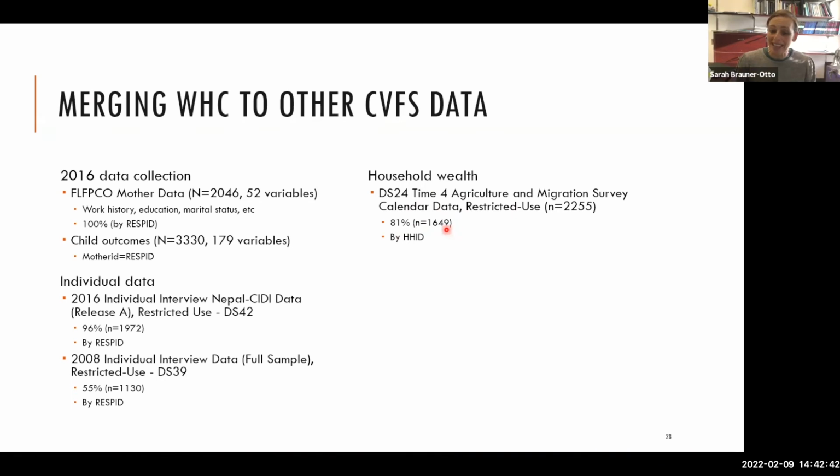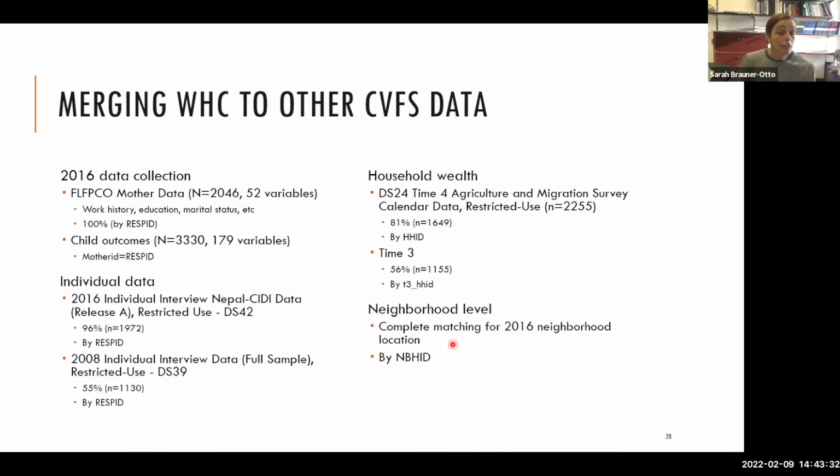I feel like it should be a much higher merge rate, especially because at some point I had a household data set that I thought was from time 4 that had over 3,000 households in it, where I could successfully merge 94% of women. So there might be more household information available to merge with these women, and I'm not 100% sure what's going on there. But again, you can go farther back in time and look at the time 3 data and merge 56% of the women to time 3 data as well.